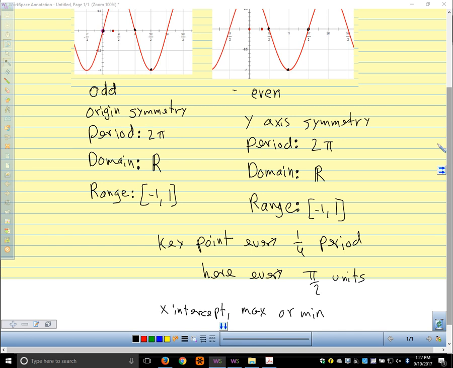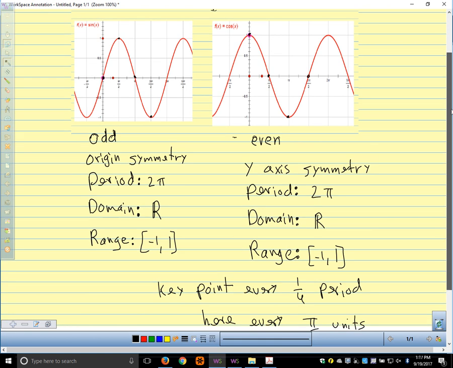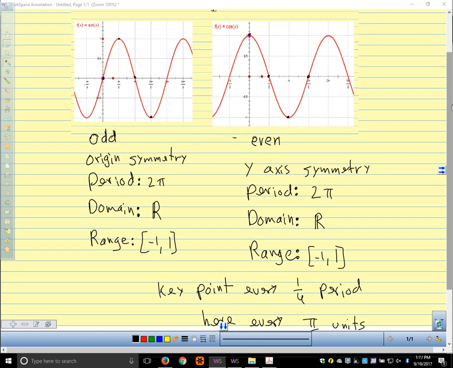So one of the reasons that we want to be able to sketch graphs is that if we have some way to visualize what this function looks like, it gives us more information about the function. We know how it's going to behave. We know more about it. So that's one of the reasons why we want to sketch functions.